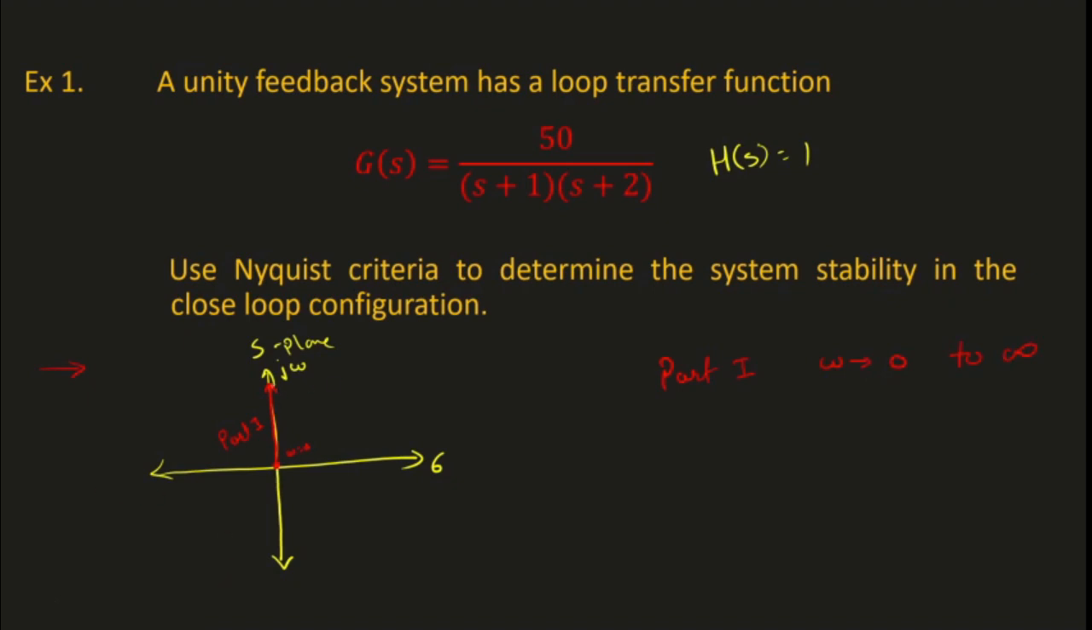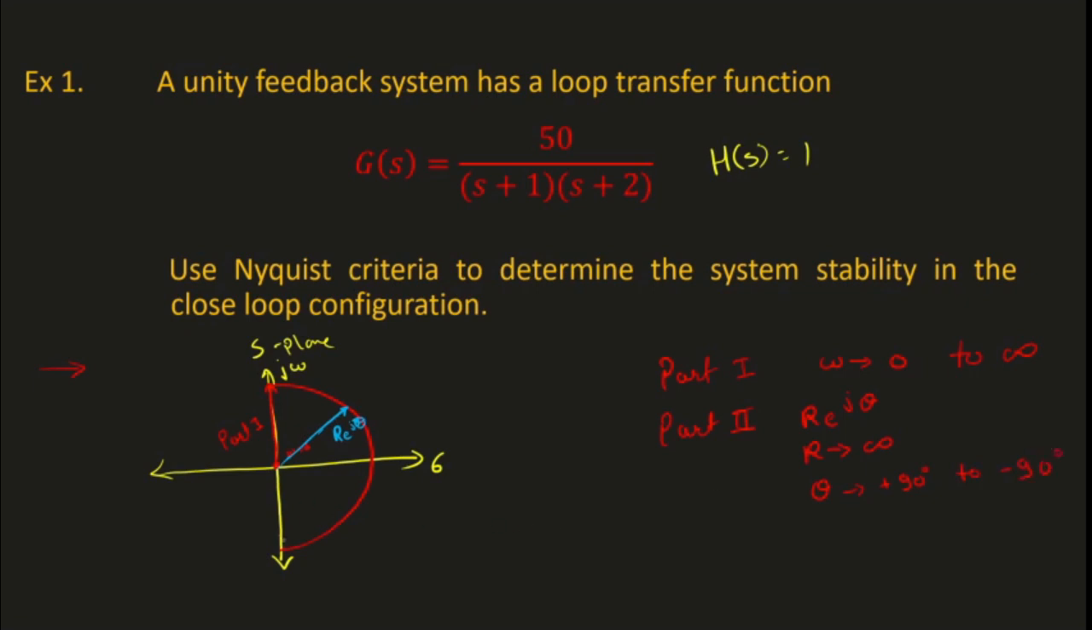Then part 2 is covered, which is a semicircle in the entire right hand plane, having some radius. Let's name this radius r e raised to j theta. So part 2 is mapping the entire right hand plane in the form of a semicircle. In part 2, it's r e raised to j theta, where r tends to infinity and theta varies from plus 90 degrees to minus 90 degrees.